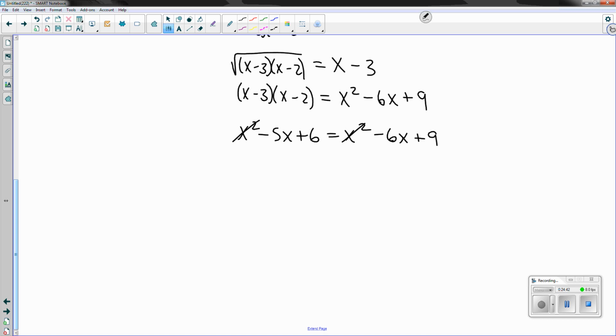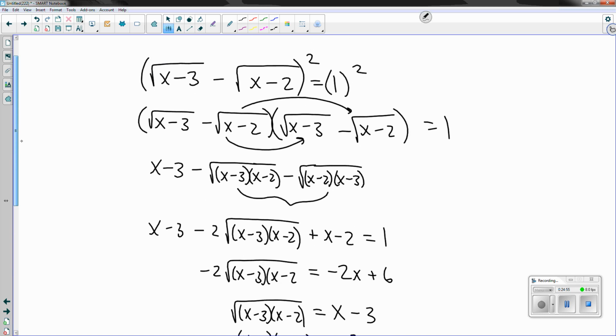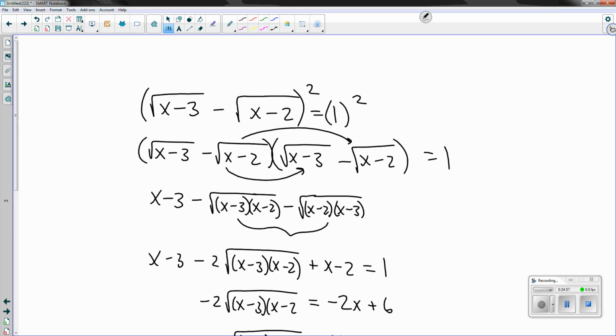So if I move the 6x from the right to the left through addition, we're going to get x over there. If I move the 6 to the right through subtraction, we're going to get 3, x equals 3. So there's our solution. Now let's check to see if that does indeed work. So if I plug 3 into the original equation, we're going to get square root of 3 minus 3 minus square root of 3 minus 2 equals 1.